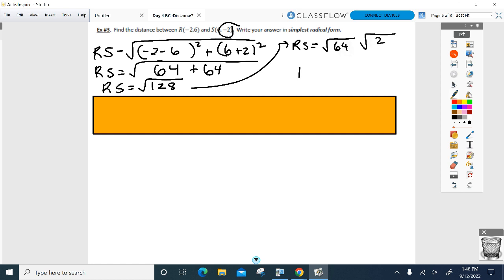All right, so what's the length of RS? 8 radical 2. I think you guys can handle this on the first day. Hopefully I'm not overloading you.